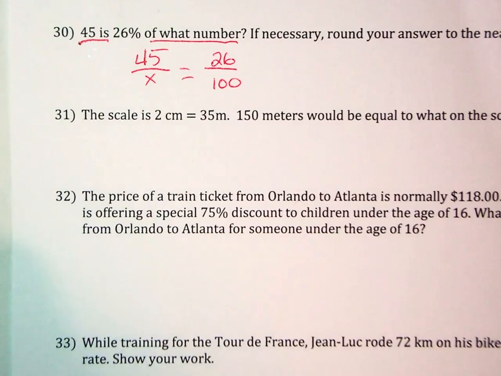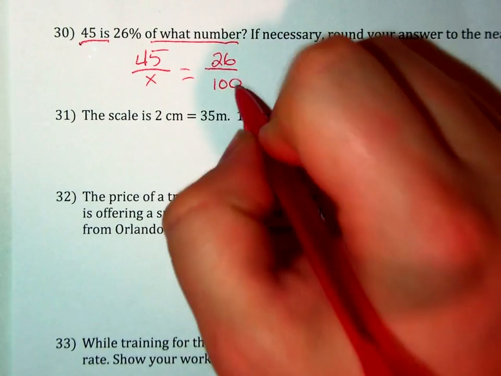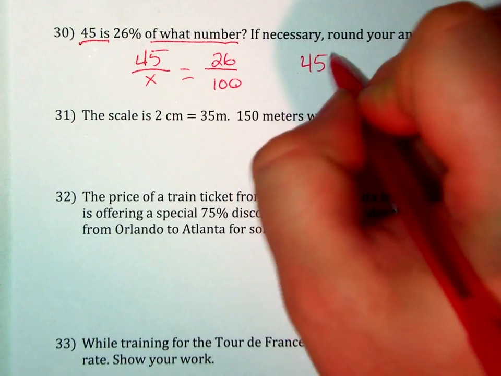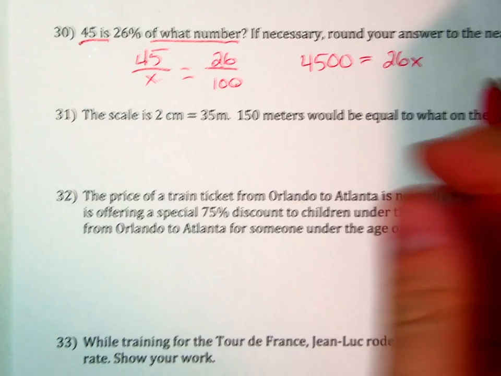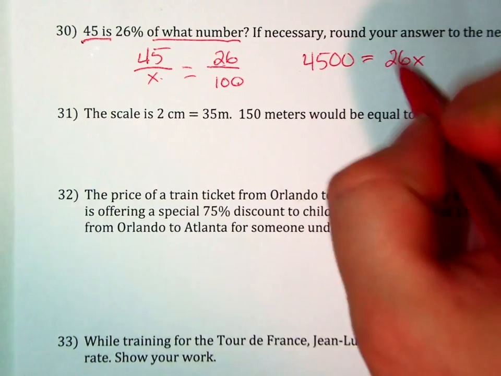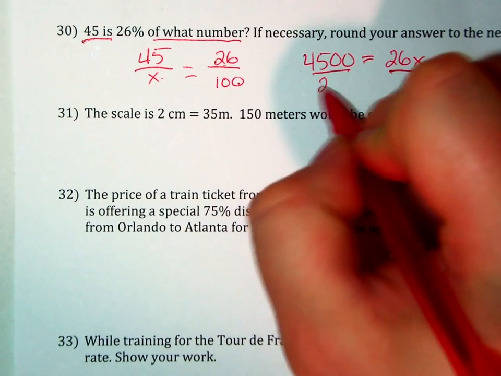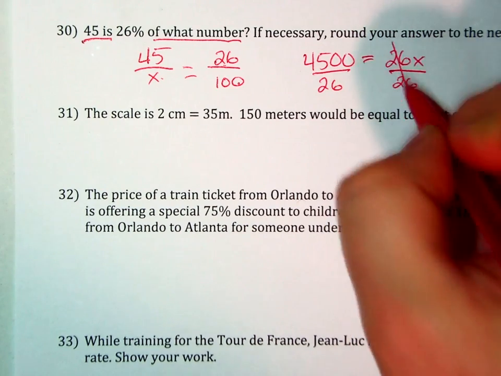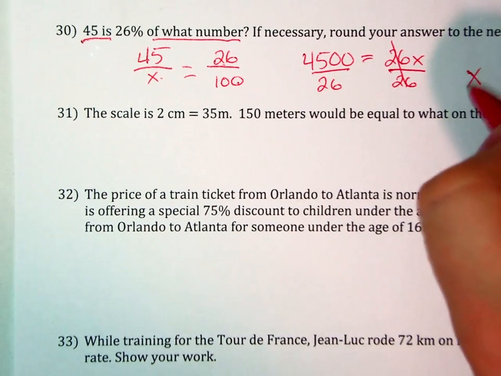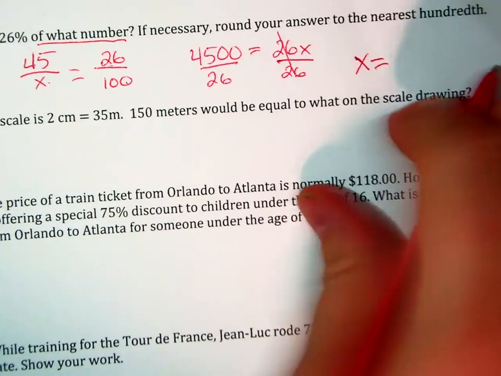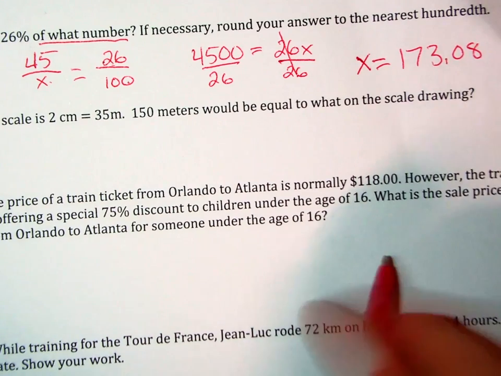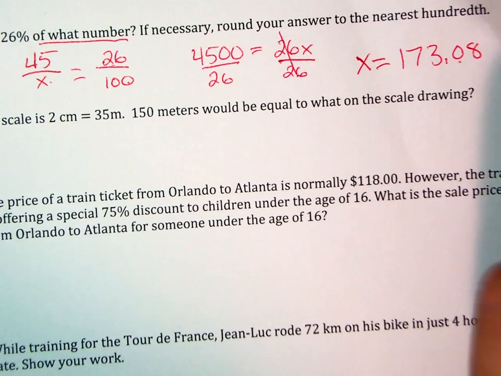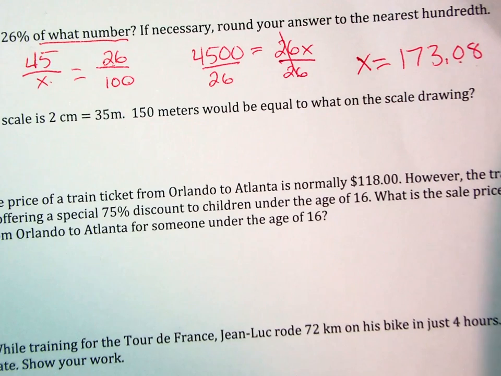We cross multiply and we end up with 100 times 45 is 4,500 equals 26 times x is 26x. Then we need to divide both sides by 26 so that we get x all by itself. And x equals 173.08. Remember that the first place after the decimal is the tenths position. The next place is the hundredths position. So I should have two numbers after the decimal place.